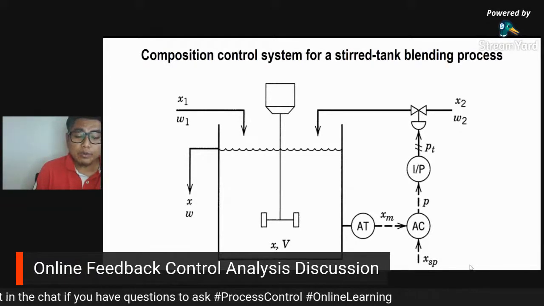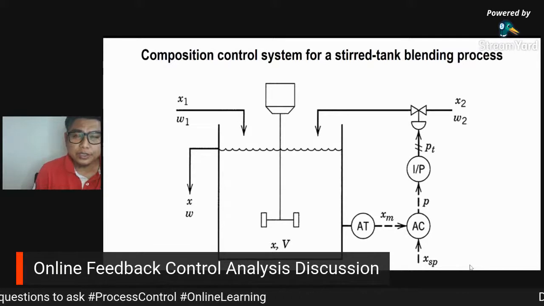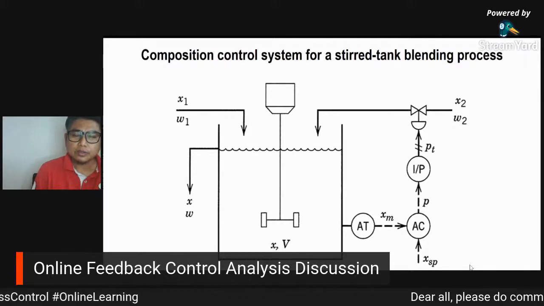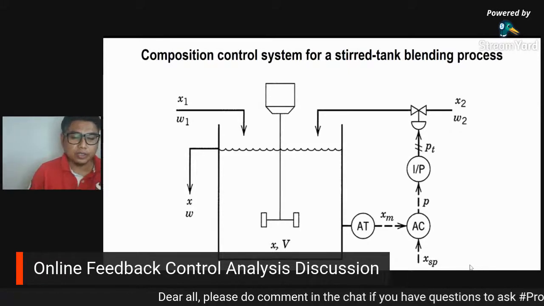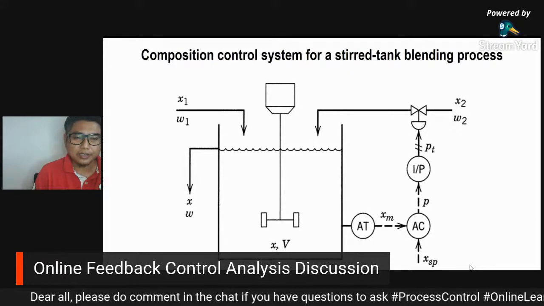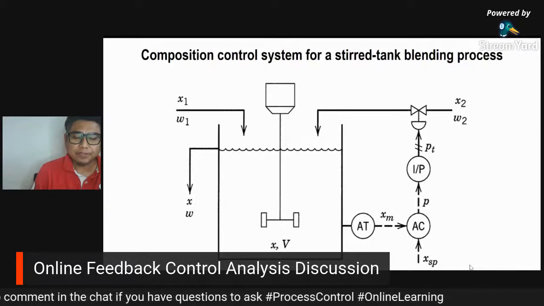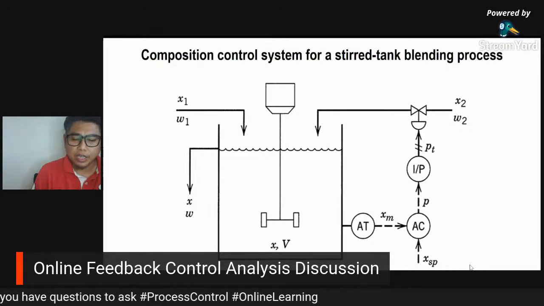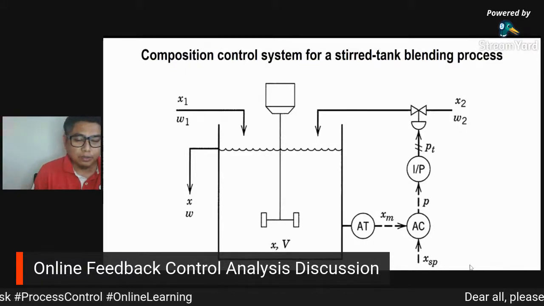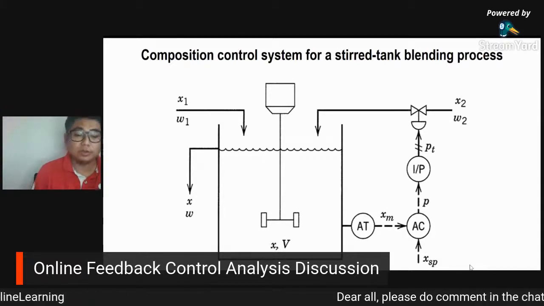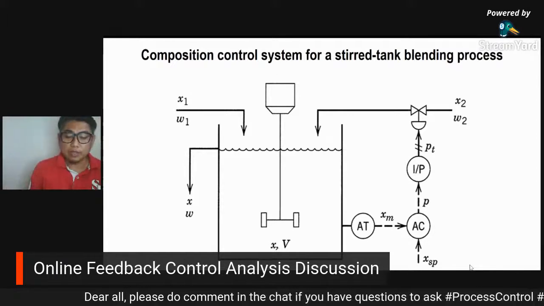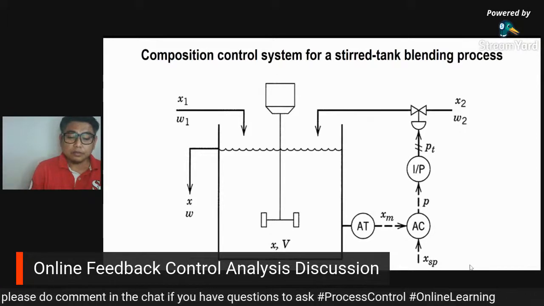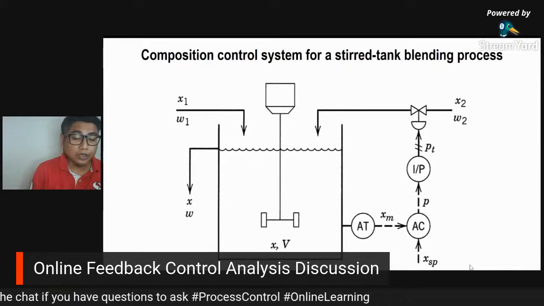We start with the process control variable analysis using what we call the variable table analysis. We need to identify what our control variables are, what our measured variables are, what our manipulated variables are, and also the disturbance.